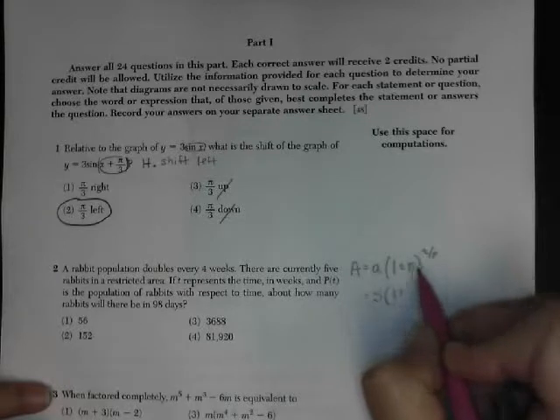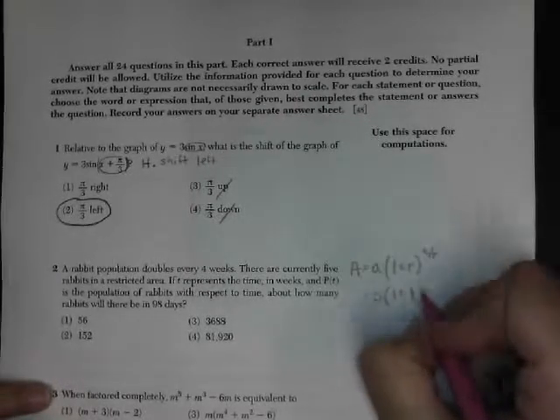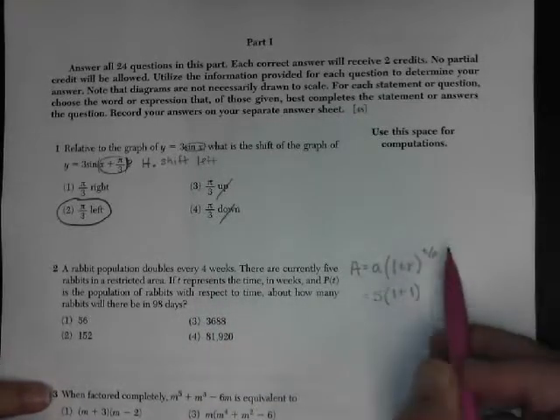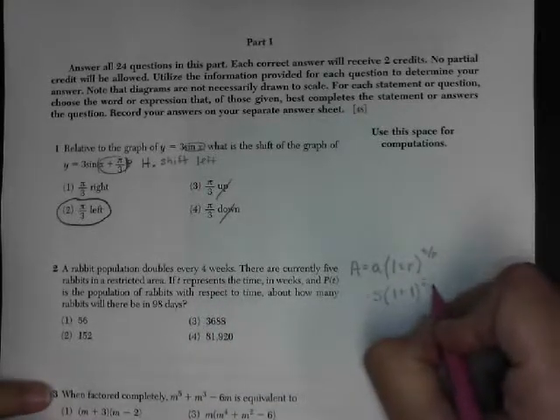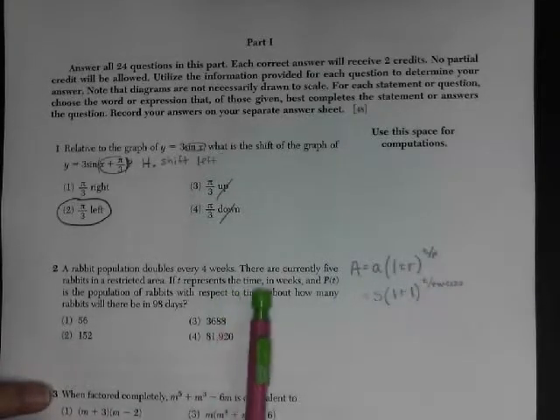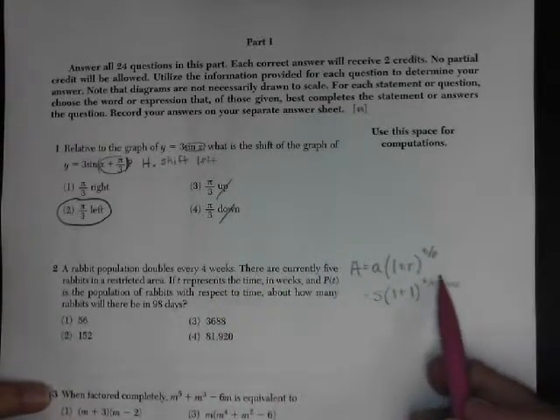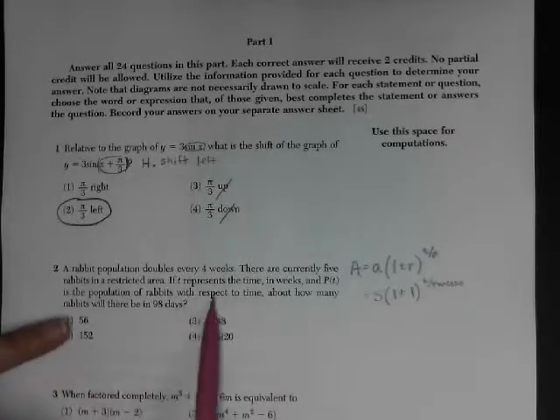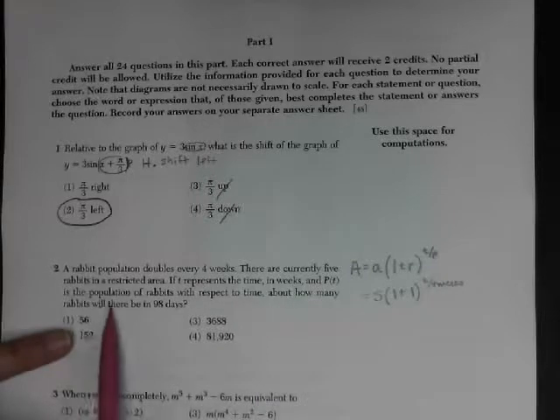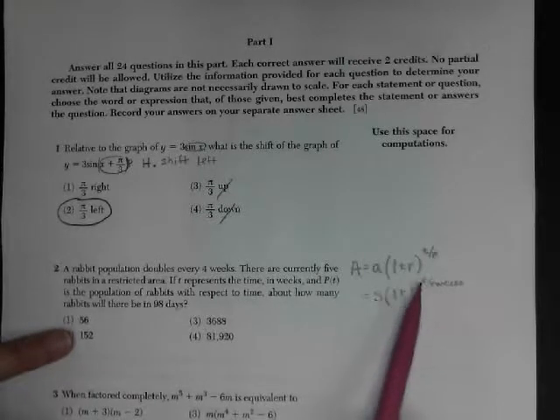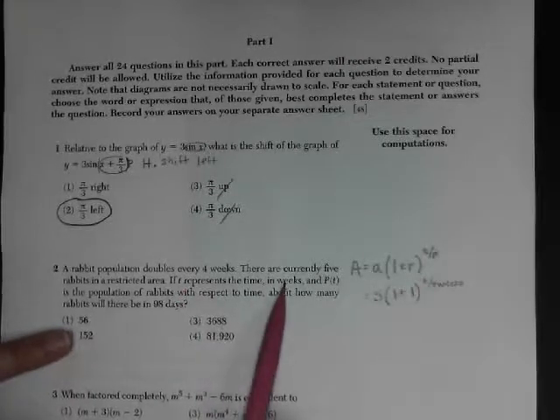It's doubling, so the rate of increase is a 100% increase. 100% as a decimal is 1. And it's happening every 4 weeks. That's where our P comes into play, so I'm going to put this over 4 weeks. If T represents time, also in weeks, these are consistent. And P of T is the population of rabbits with respect to time. About how many rabbits will there be in 98 days? Now, I cannot plug in 98, because that is supposed to be in weeks, like T is in weeks.